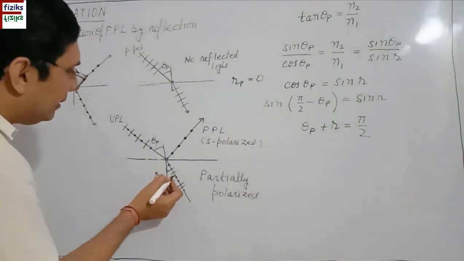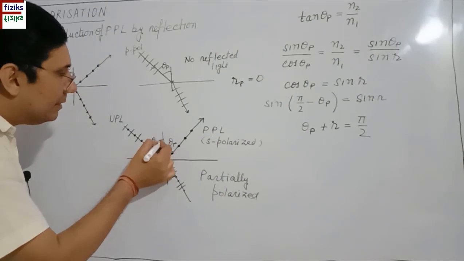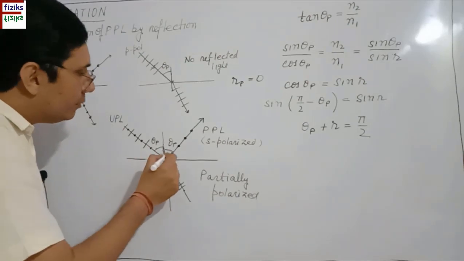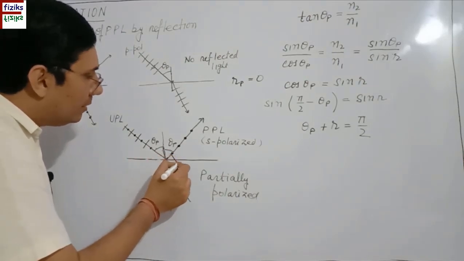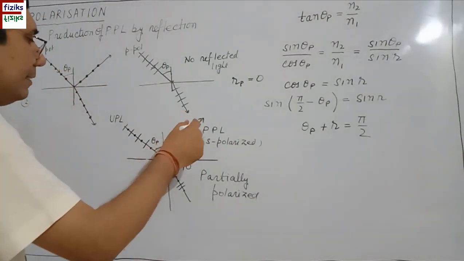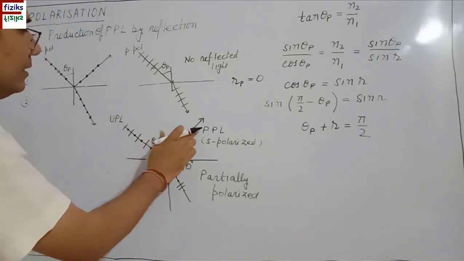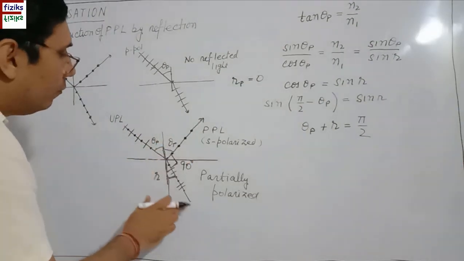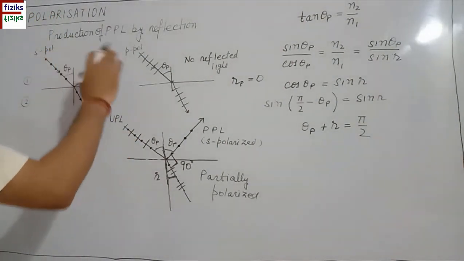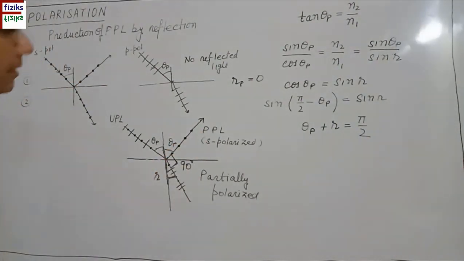So what is the meaning of this? This angle is r. This angle is theta p. If I consider this line, this angle plus this angle is 90 degrees, so automatically this angle will also be 90 degrees. It means that when unpolarized light is incident on an interface at angle theta p, the reflected light and transmitted light will move perpendicular to each other. So by using this reflection method, we can produce plane polarized light. This is the first method.